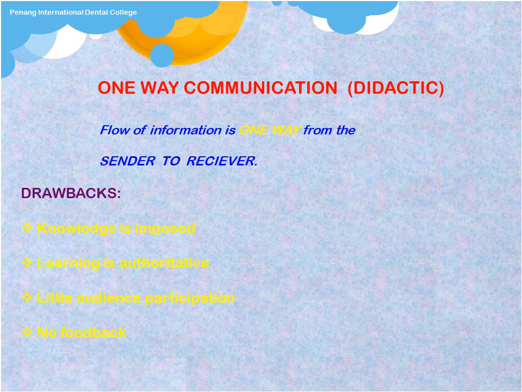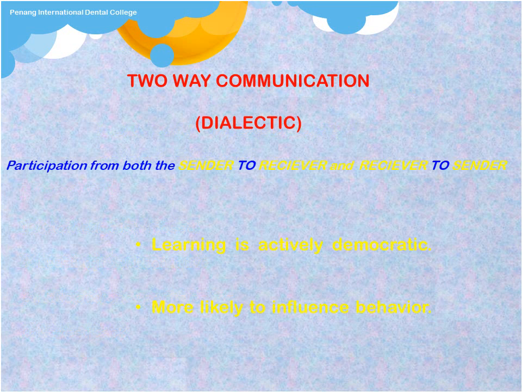So the one-way communication is also known as didactic. It is the flow of information only from the sender to the receiver. So this is the kind of communication which I am doing with you guys right now. It's only one way, because we are not having any active interaction or participation from your end. So in this situation, most of the time the learning is authoritative, because I'm just imposing my knowledge on you. You are not actively participating. That is the drawback, and the two-way is the more preferred of the two.